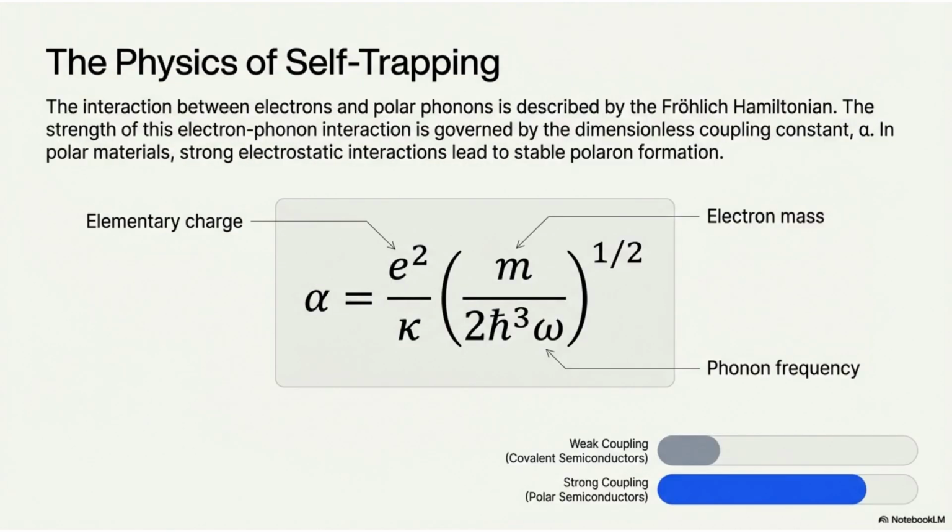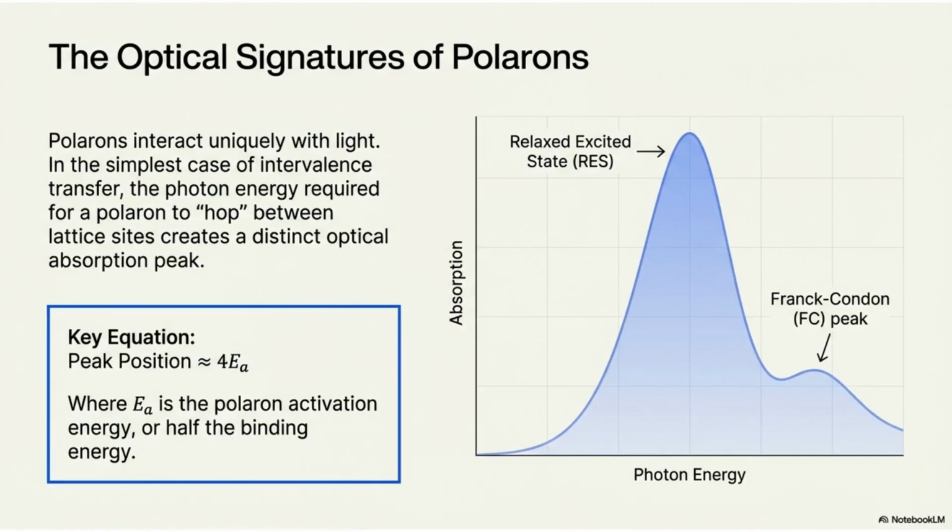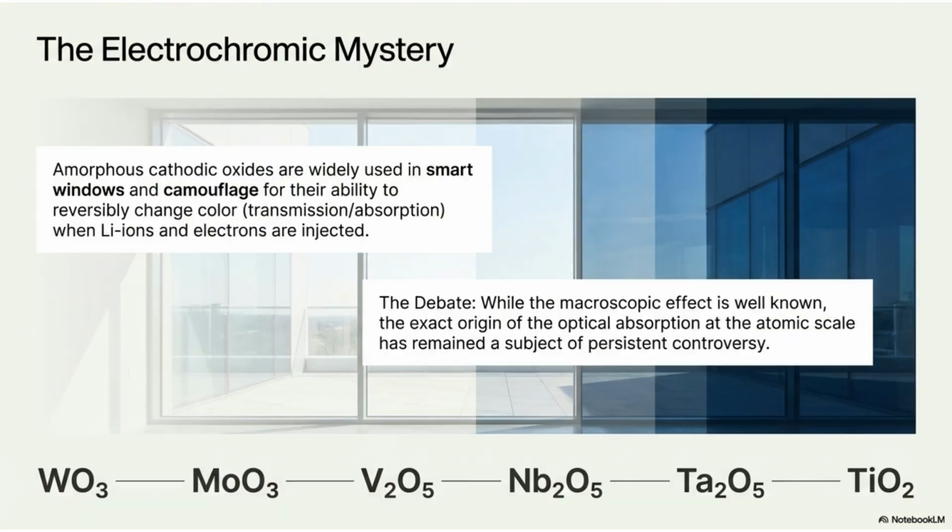The physics of self-trapping are governed by the Fröhlich Hamiltonian. The electron-phonon interaction strength is defined by the dimensionless coupling constant, alpha. Strong interactions in polar materials lead to stable polaron formation. Polarons interact uniquely with light. In intervalence transfer, the energy needed for a polaron to hop between lattice sites creates a distinct optical absorption peak, the Franck-Condon peak. The peak position is approximately 4 times the polaron activation energy.